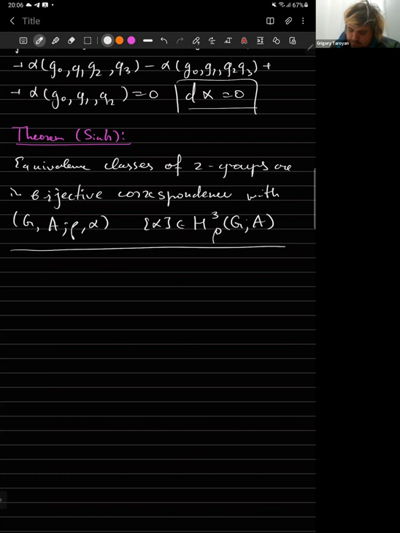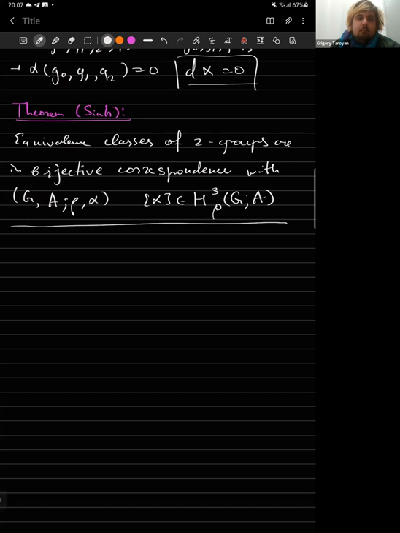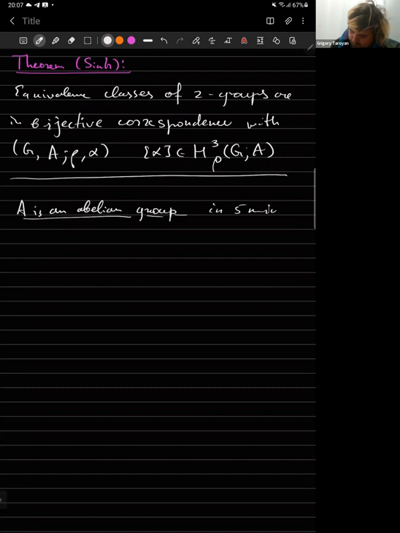Now I suggest we take a break for 5 minutes, and then we will continue, and I will show that in fact A is an abelian group.